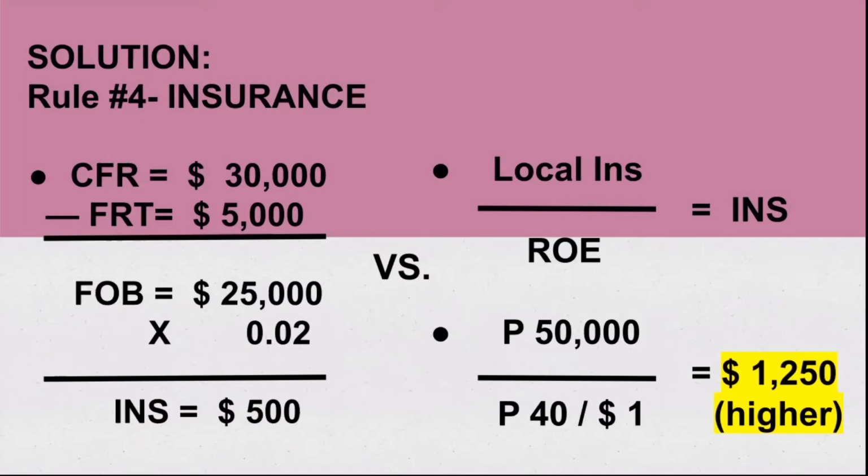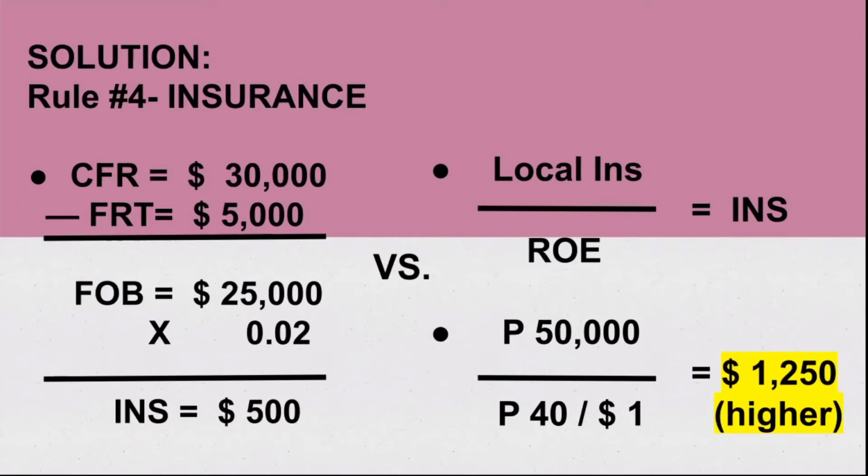According to rule number 4 in insurance, whichever is higher. On the left side, we have here the solution. CFR, we have $30,000. Minus the freight of $5,000. And then we have the FOB of $25,000. Times 0.02 for the insurance. And then we have the insurance of $500.